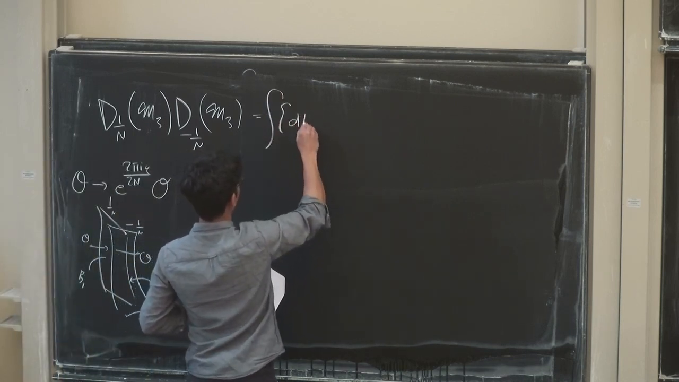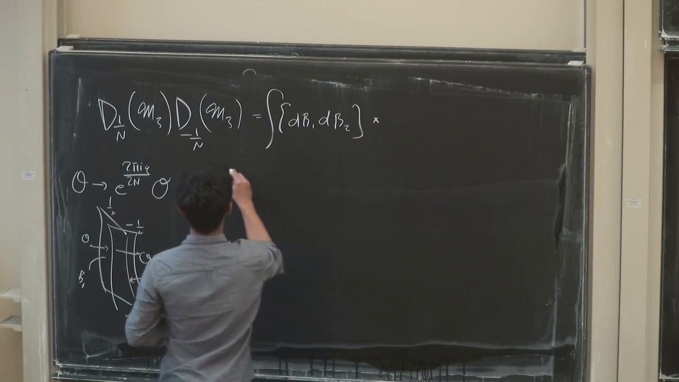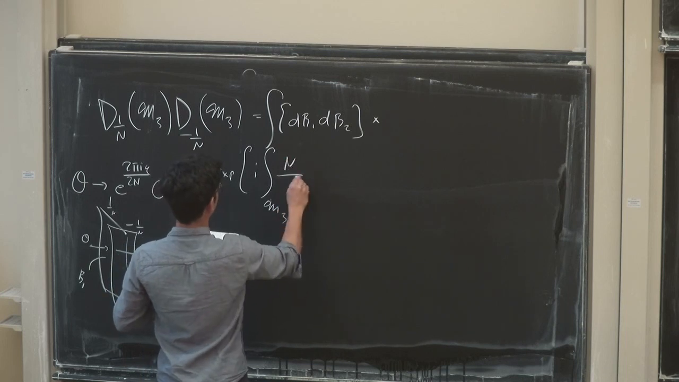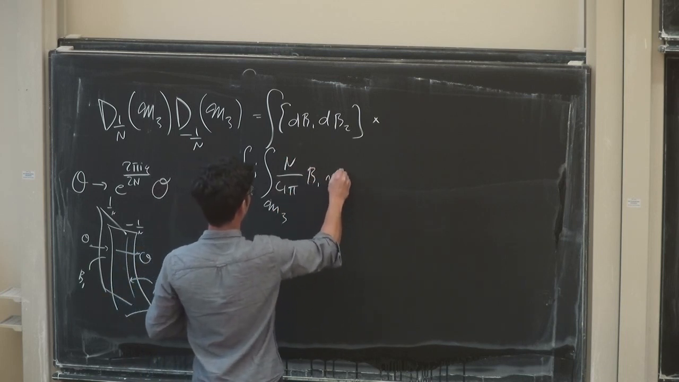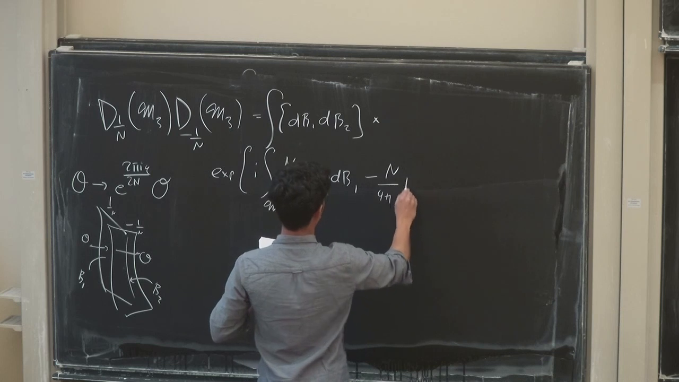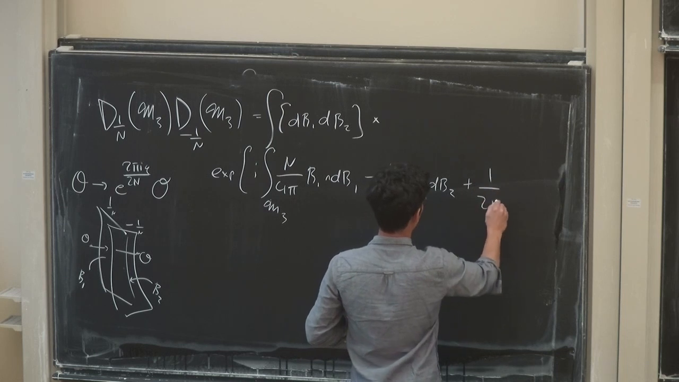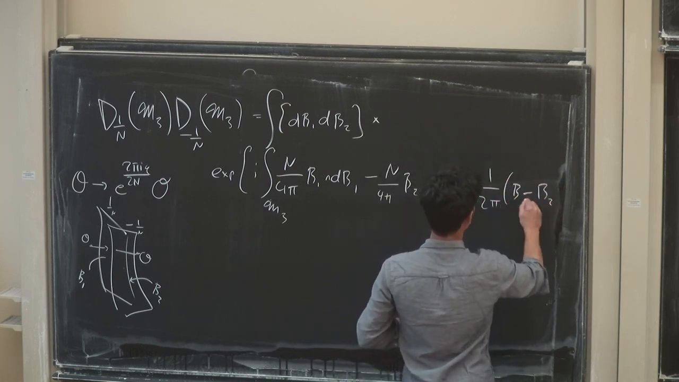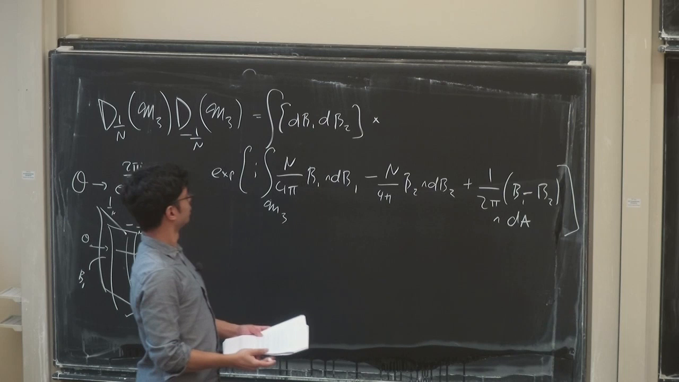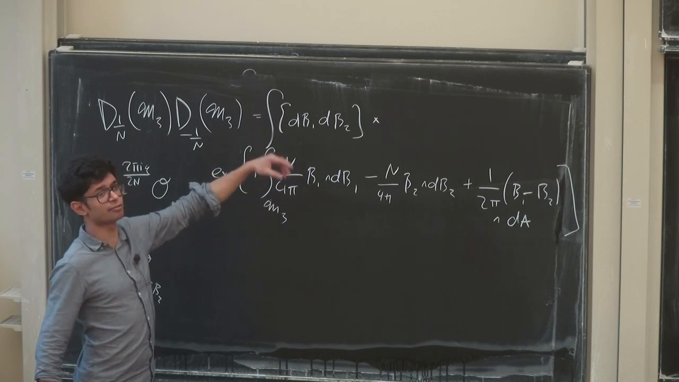So in other words, what do we have left? We have dB1, dB2, and now we have times the following weight in the path integral, the exponential of n over 4 pi B1 wedge dB1 minus n over 4 pi B2 wedge dB2 plus 1 over 2 pi (B1 minus B2) wedge dA. Okay? So this survives, even though the part involving the axial current goes away.